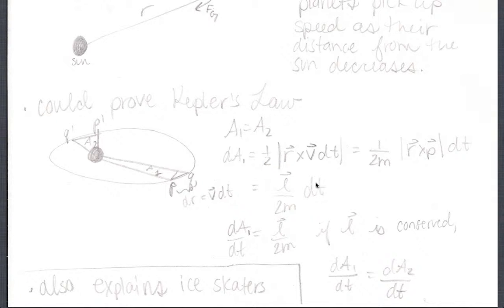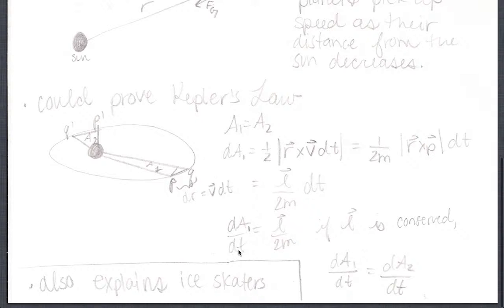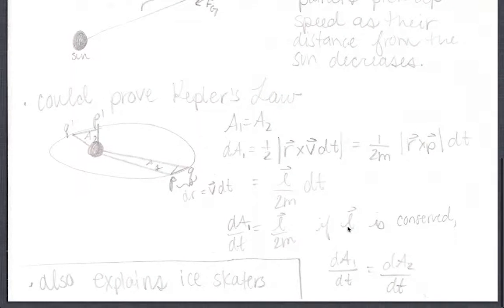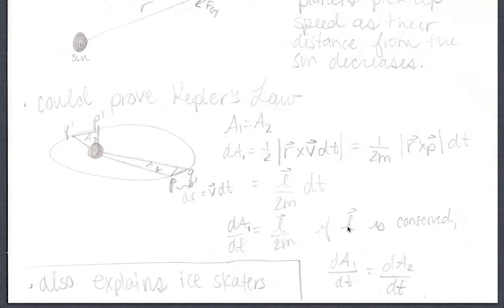You know that r cross p is the angular momentum. So you get L over 2m times dt equals dA. And so dA/dt equals L over 2m. And since we know that L is conserved, it's constant, that means that dA1/dt is equal to dA2/dt.